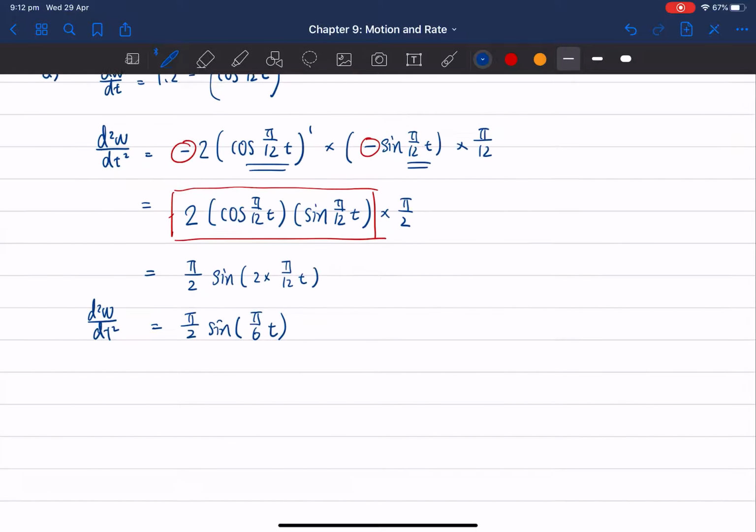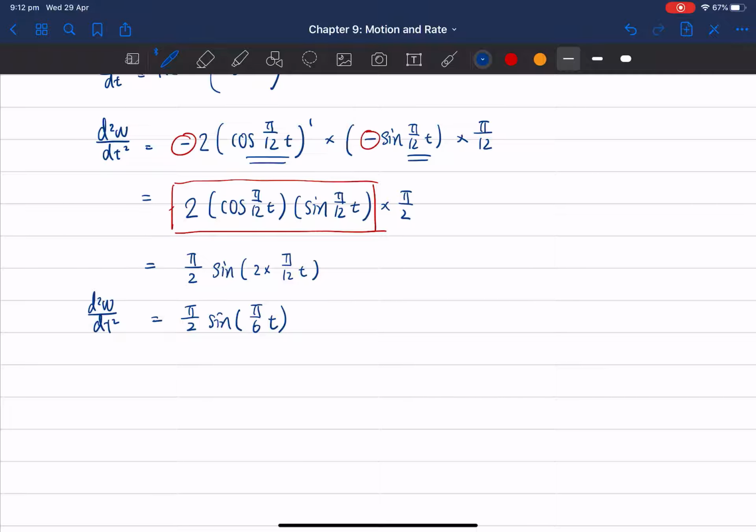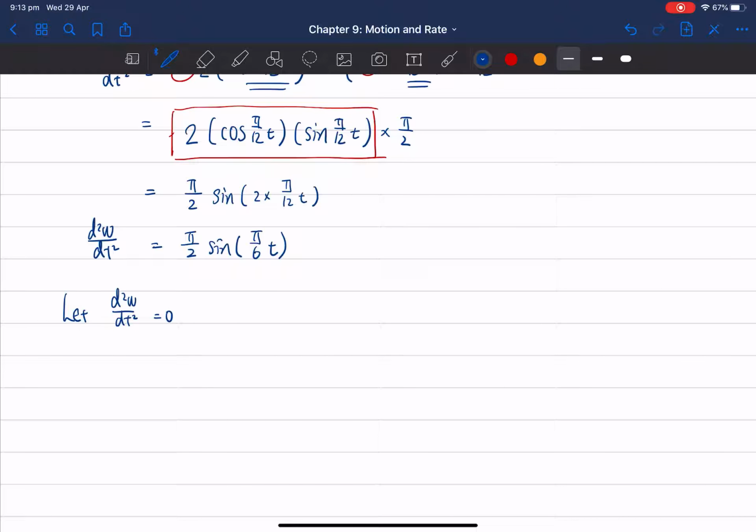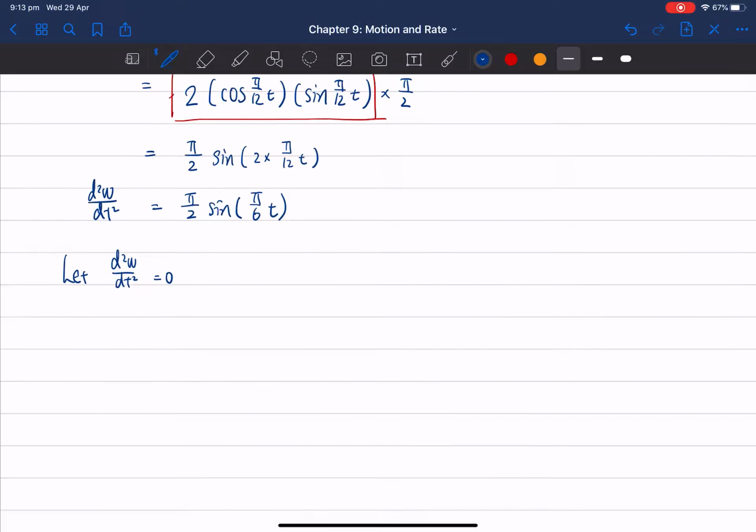Once we finish that, we're going to let this derivative equal to 0. Remember, we're finding the maximum flow rate. So we're going to let d squared w over dt squared equal to 0. Basically, you're treating this as differentiating the first derivative, dw over dt. The first derivative helps us to find the turning point and determine the nature of the turning point. We're finding the maximum value here. So we let that equal to 0.